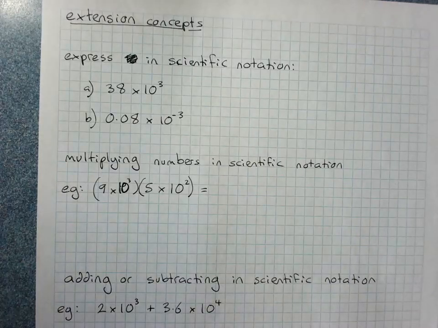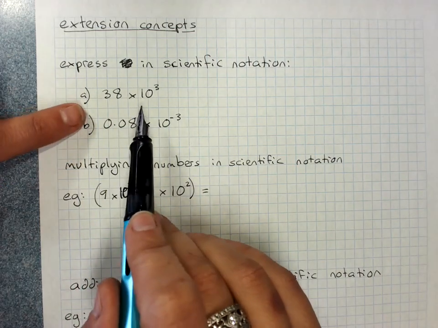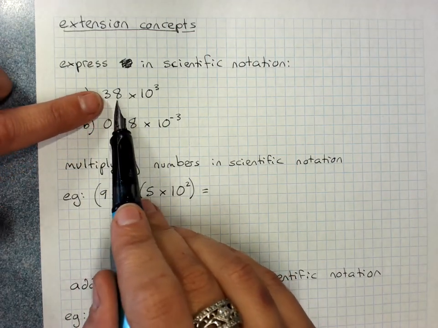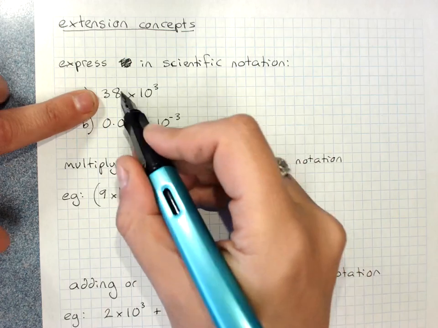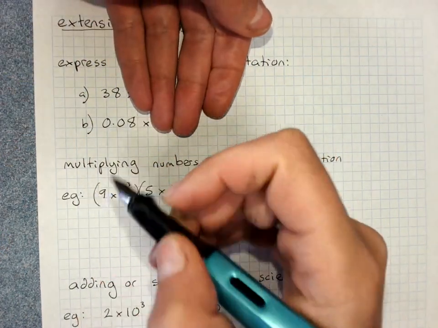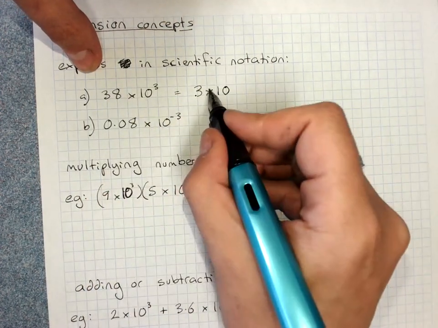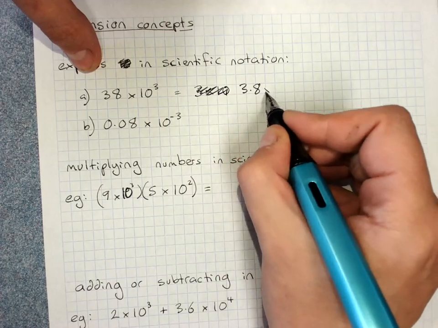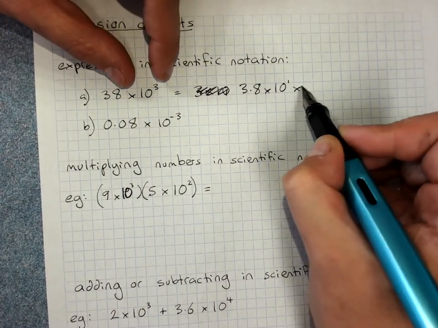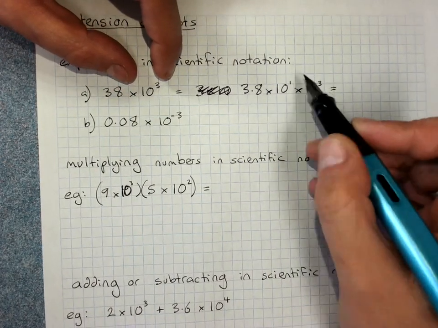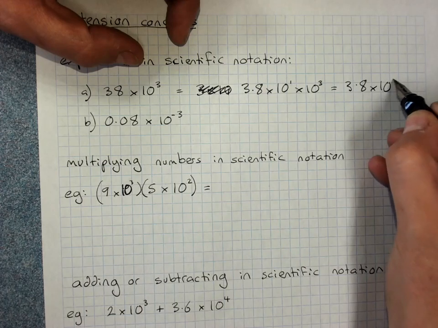Some extension concepts if you're interested. Sometimes they give us something that isn't in scientific notation but is sort of. So that 38 is not between 1 and 10, so it's not in scientific notation. But we could change 38 itself into scientific notation. That's 3.8 times 10 to the 1. But then, that's 38, and I need to times by 10 to the 3. Index laws say that 10 to the 1 times 10 to the 3 is 10 to the 4. So this is 3.8 times 10 to the 4.